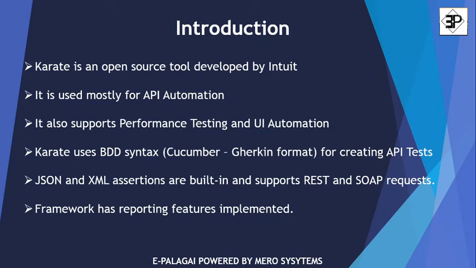So for creating API test, we'll be using BDD syntax. And JSON and XML assertions are built in. So you can see that for JSON, whatever validations that are available, it can be done using Karate. And it also supports reporting features. So you don't have to create any report or write any function for report creation. It will be done automatically by Karate.